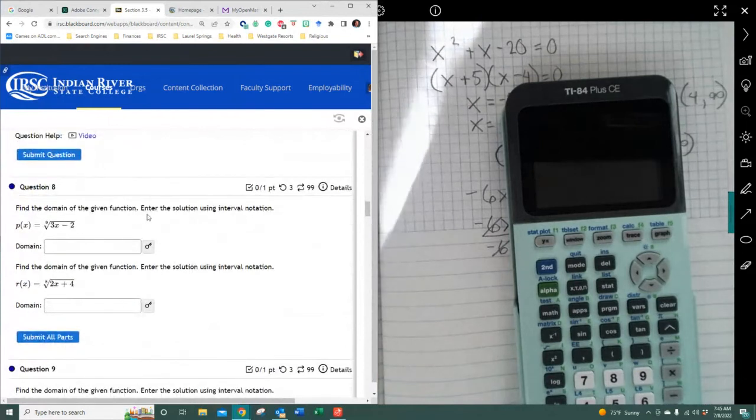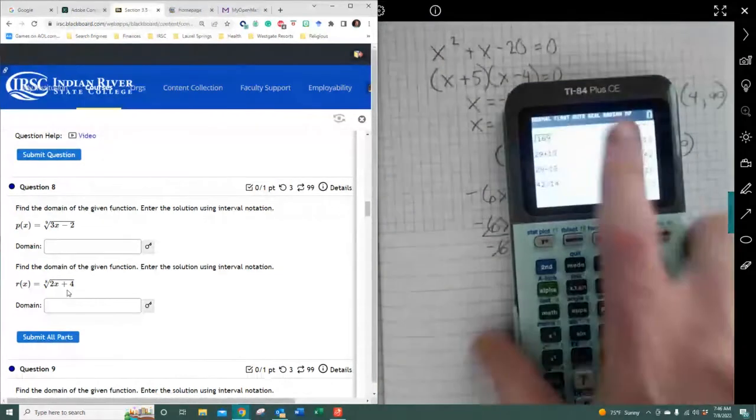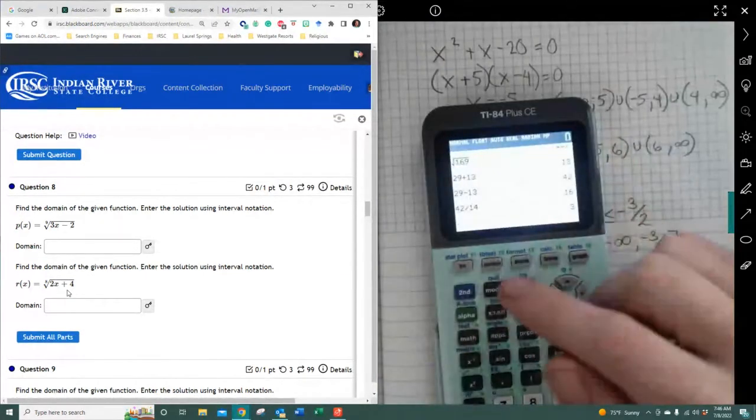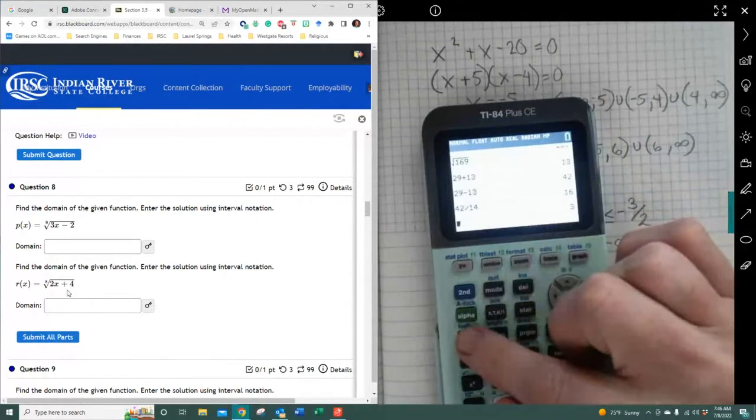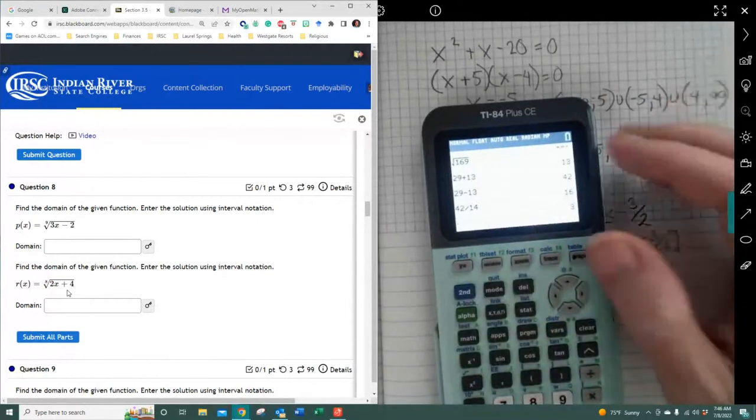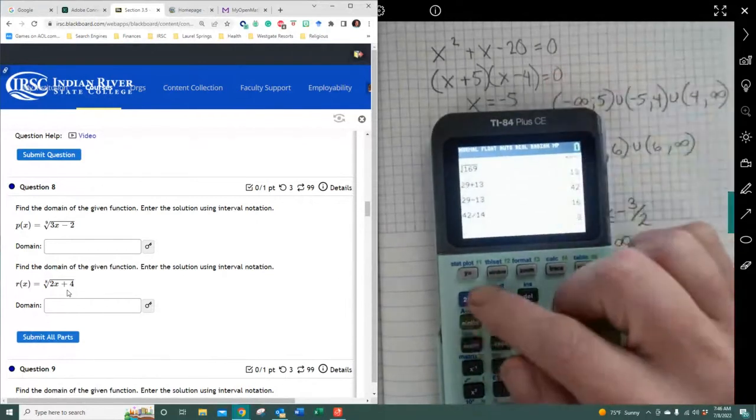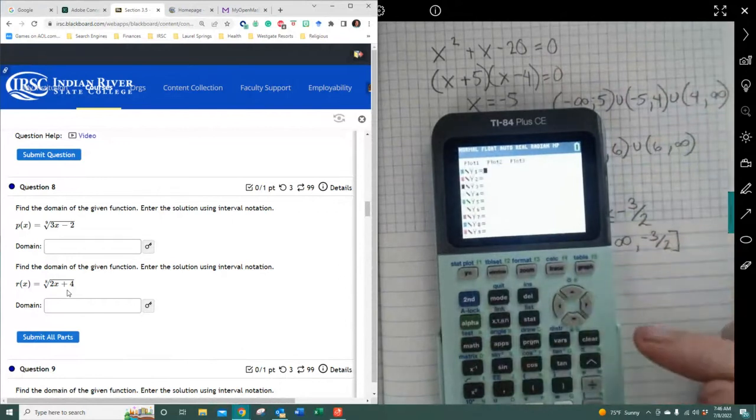Now it says find the domain of the given function. Now, there's a reason why they're giving you an odd and then an even index. Okay. But sometimes students get confused when it's like that. So I'm going to go ahead and show you what it's like on the graphing calculator. All right. I mean, nothing wrong with that. So let's go ahead and show you how to do that.